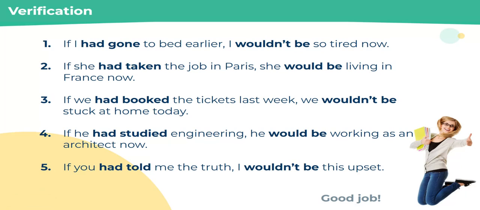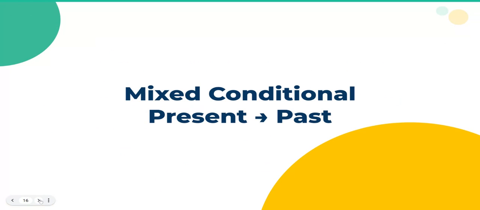So well done to those of you who spotted that that was a negative in that particular clause. Well done. And number 4, if he had studied engineering, he would be working as an architect now. And lastly, number 5, if you had told me the truth, I wouldn't be this upset. Okay, so again, very well done to those of you who spotted that 5th one as a negative too. Okay, guys, well, lots of chat participation today, but it's time to continue. Let's have a look at the next part of our lesson.